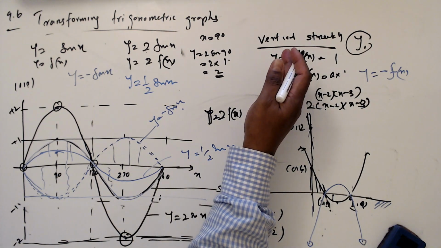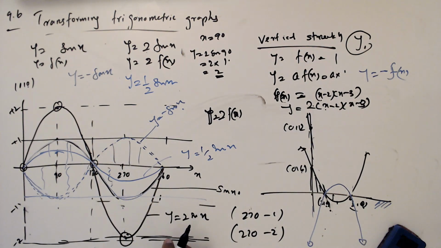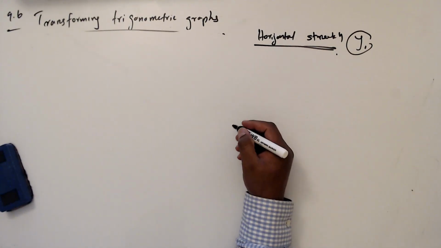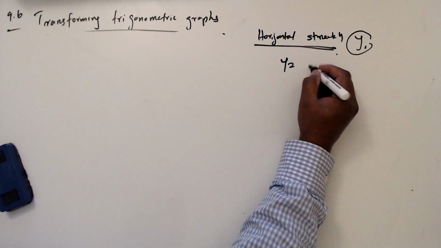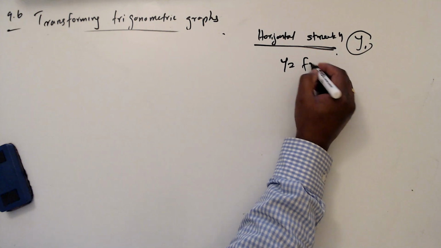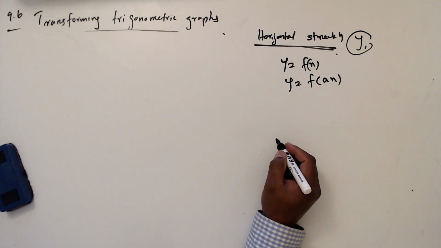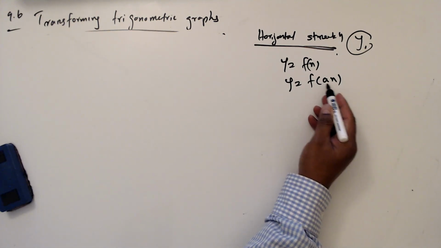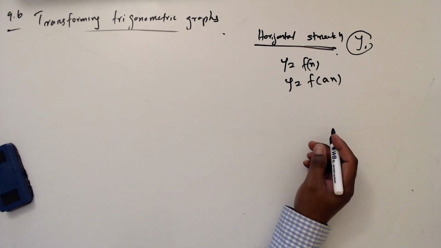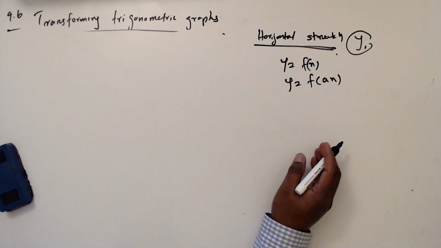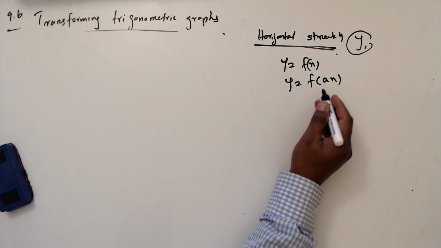In that case, a horizontal stretch affects the x values. Let's discuss horizontal stretch. Let's consider y equals f(x), then y equals f(ax). According to the a, what kind of difference, what kind of changes, can we see in the graph? We can see that this graph stretches horizontally according to the a values.